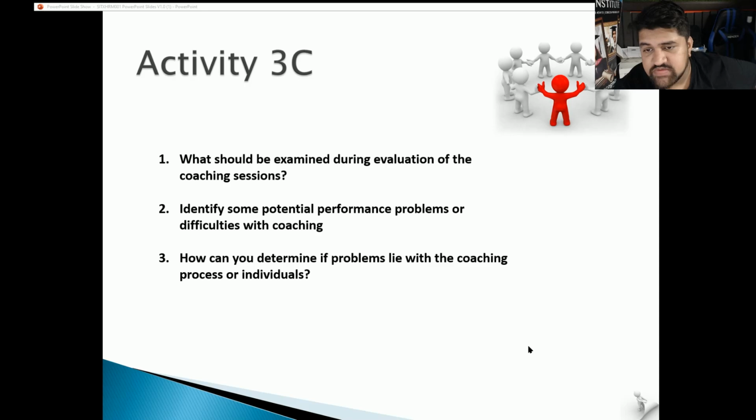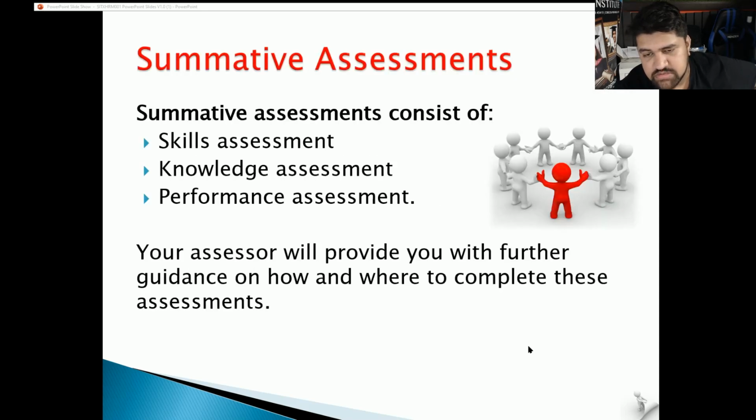Moving forward, you've got 3 assessments which will need to be conducted, which are the skills, knowledge and performance assessments. Your trainer will guide you and tell you when these will be done. You can also look at your timetable, as these will be scheduled there as well.